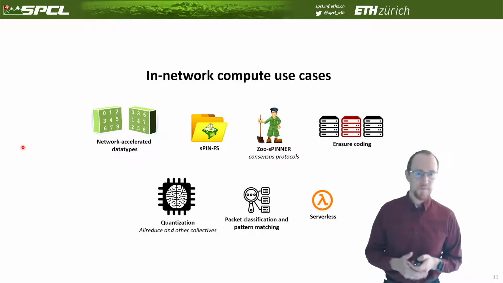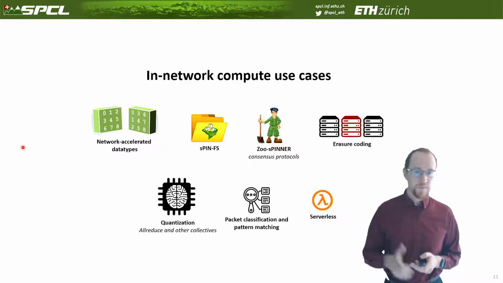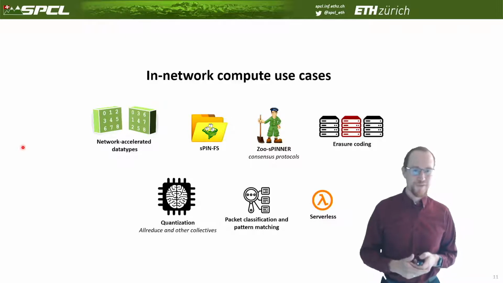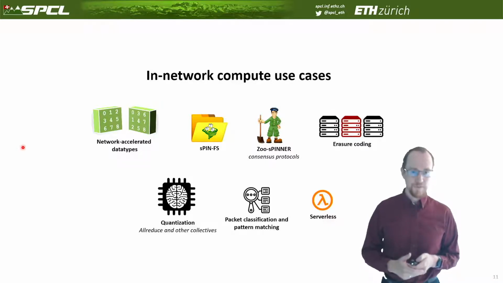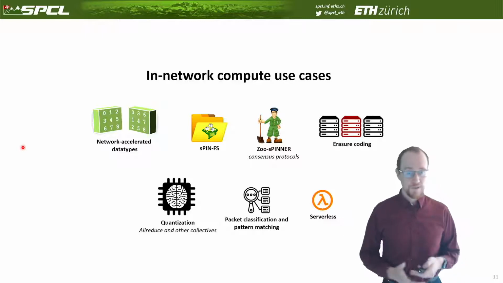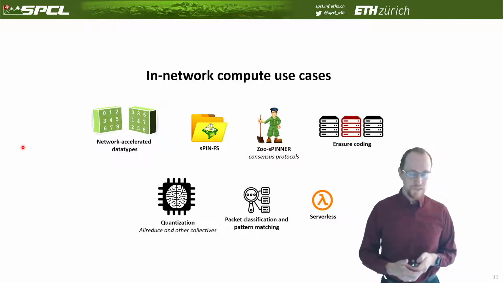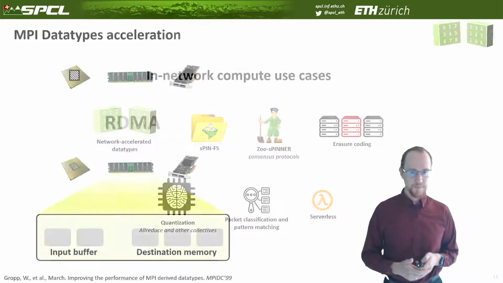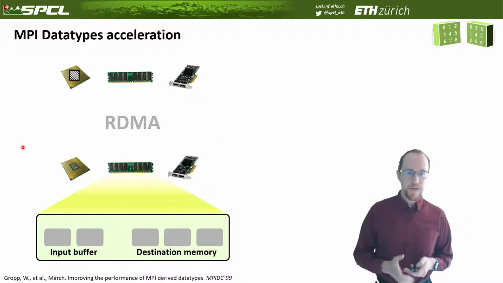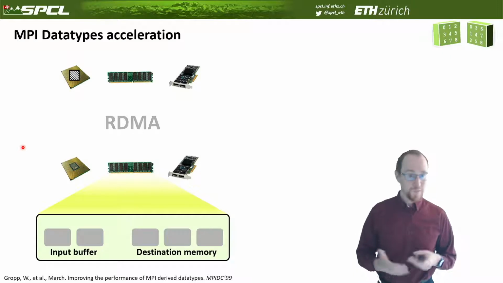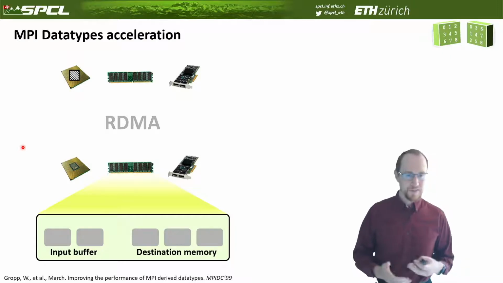So we have accelerated data types. We have a file system implemented over SPIN. We have Zookeeper implemented over SPIN, called ZooSpinner. We have erasure coding implemented, various quantization algorithms for collective acceleration or acceleration of Allreduce operations in machine learning, packet classification, and even serverless on the NIC, nano functions we have implemented in SPIN. I just want to discuss one quick example, the MPI Datatypes, because it is so impressive in some sense how you can process data movement very efficiently on the NIC.